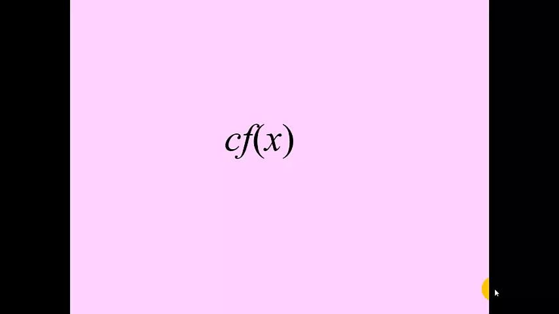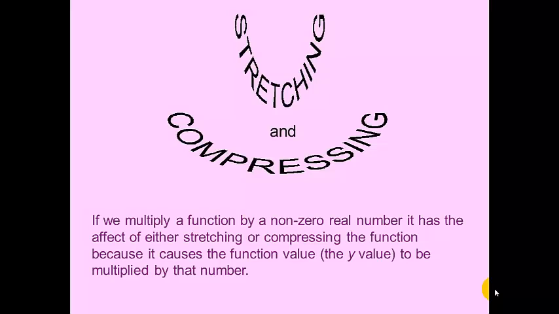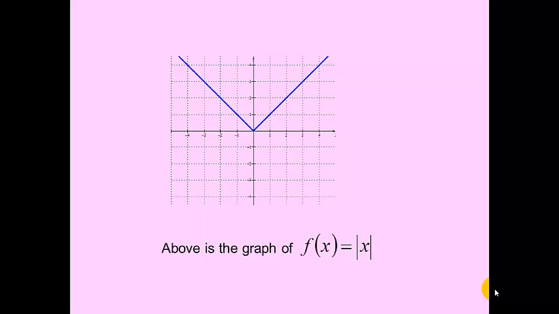What happens when we put a constant in front of a function? So we multiply the function by a constant. This would be a stretching or compressing of the function. If we multiply by a non-zero real number, then that is going to cause the function value to be multiplied by that number. If we multiply by 2, the function value is going to be twice as much. If we multiply by a half, the function value is only going to be half as much.